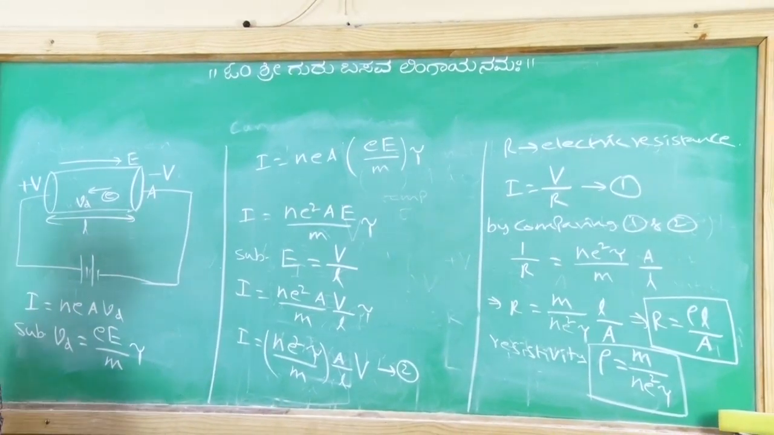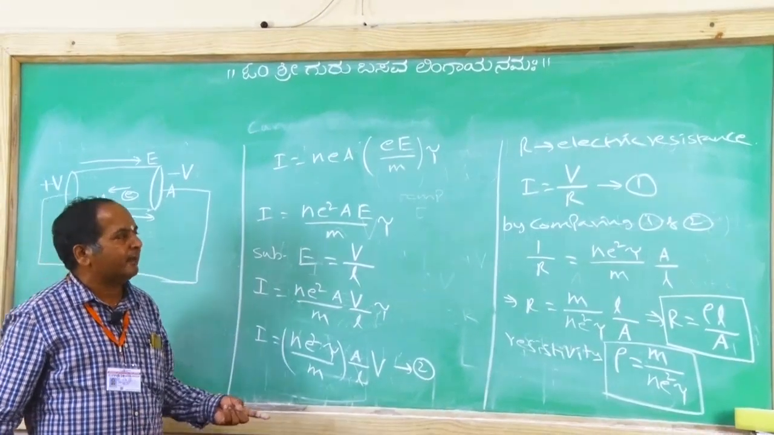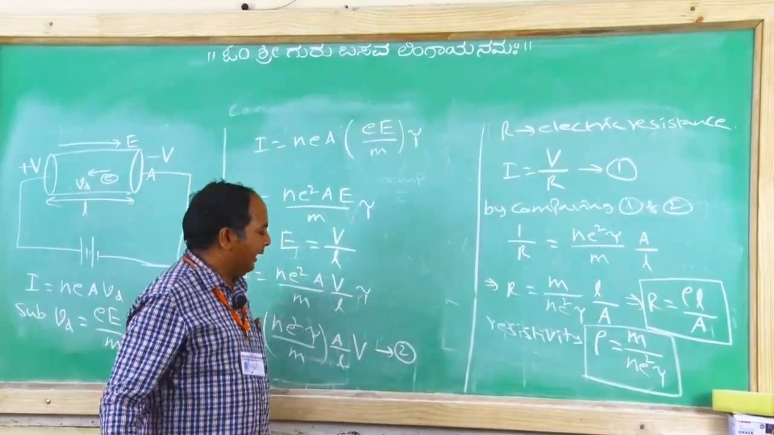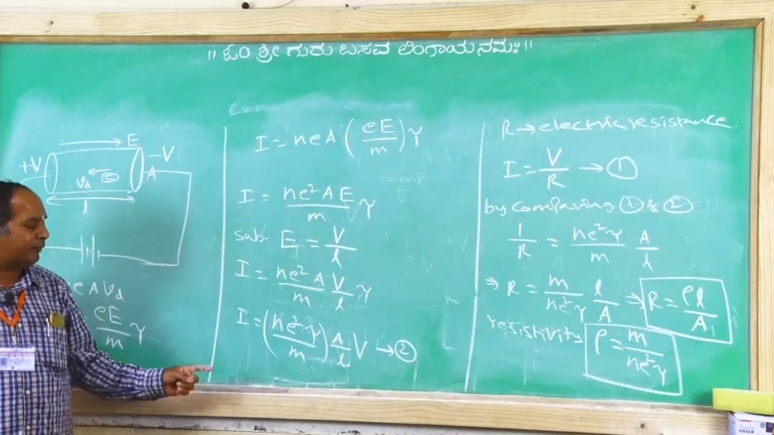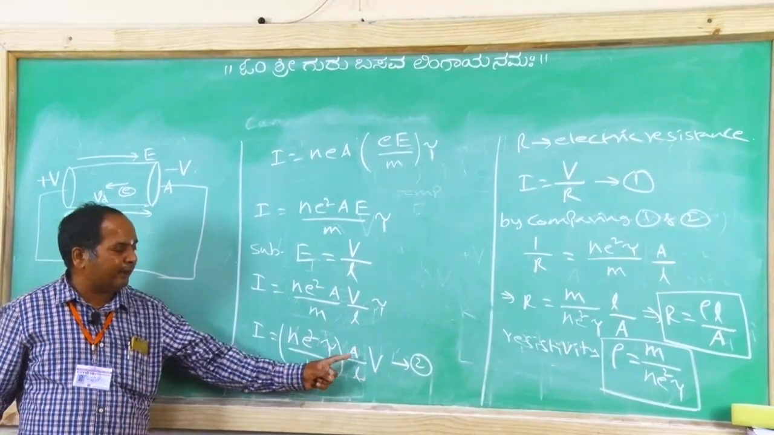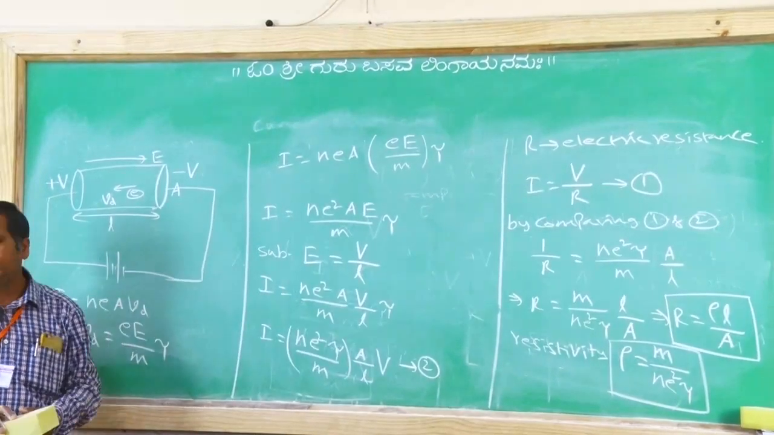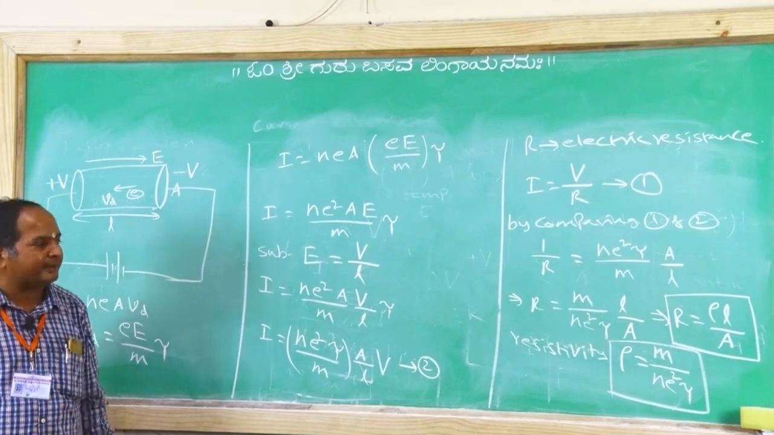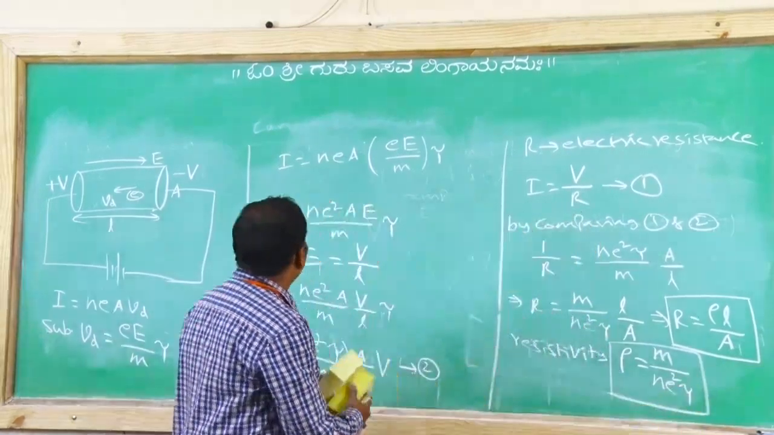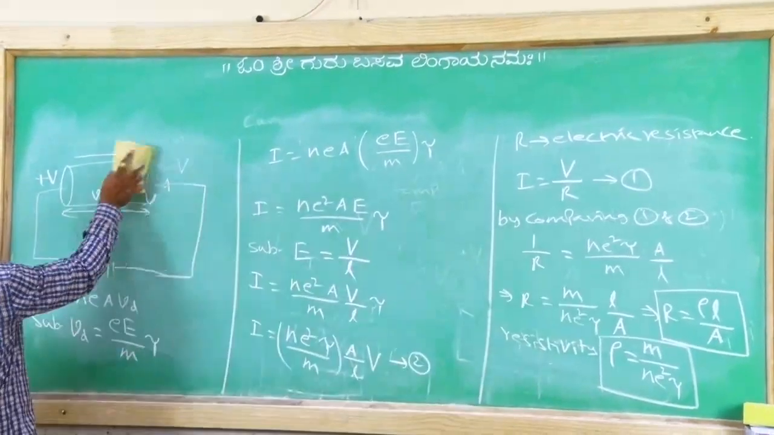That means we are able to write Ohm's law in different ways. In terms of potential and resistance, I equals V by R, and in terms of the dimensions of the conductor, I equals n e square tau by m, A by L into V. Then resistivity rho equals m by n e square tau, and resistance R equals rho L by A.